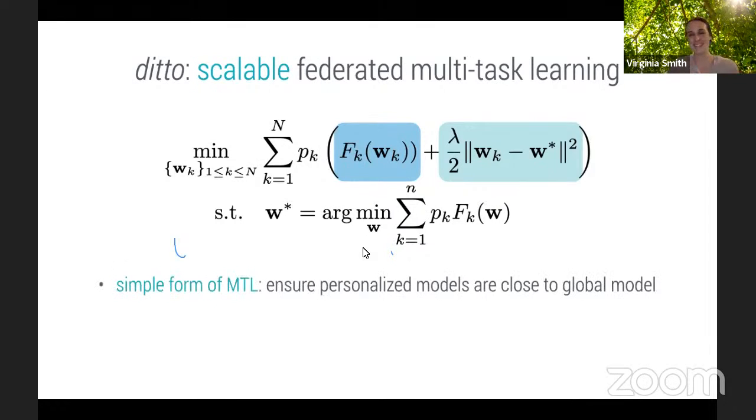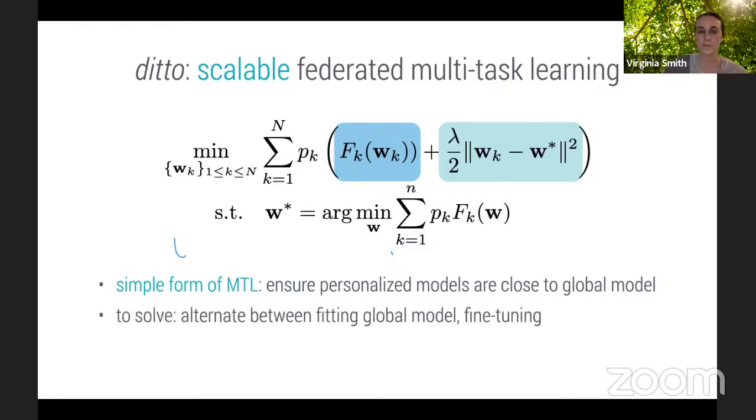Okay, so you can think about this as being a very simple form of multitask learning, where you're basically just trying to learn personalized models, but you're ensuring that they don't deviate too much from the global model. And you can think about solving this in an alternating fashion, where you alternate between fitting the global model and then performing some local fine-tuning on your local models W_k.